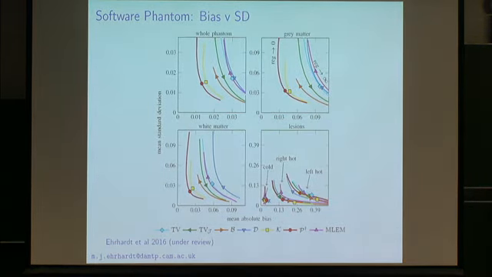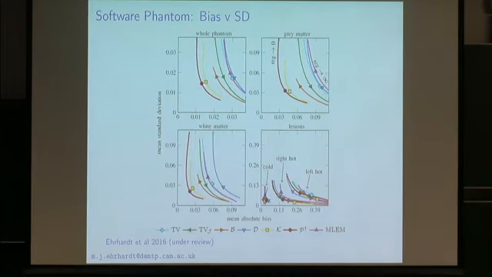Then furthermore, as we know the ground truth, we can also look at bias versus standard deviation, and here we can see basically exactly the same thing: the two parallel level sets based methods significantly outperform all the other methods, with again the total variation one being a little bit better.